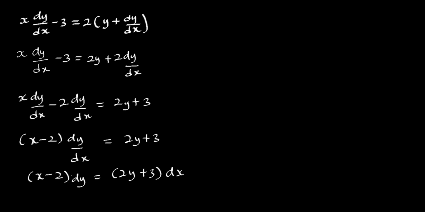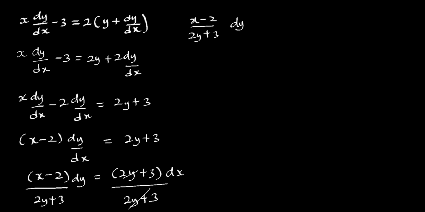But you see that the x terms and then the y terms have not been grouped well. Okay, so we will have to group this. So let's look at how you are going to do this. To do this, first of all, I will divide both sides by 2y plus 3, so that I can cancel out this term here. So at the end, you are going to have (x minus 2) divided by (2y plus 3) dy, okay, equals dx. This is what you are going to have. Let me write this here, dx.